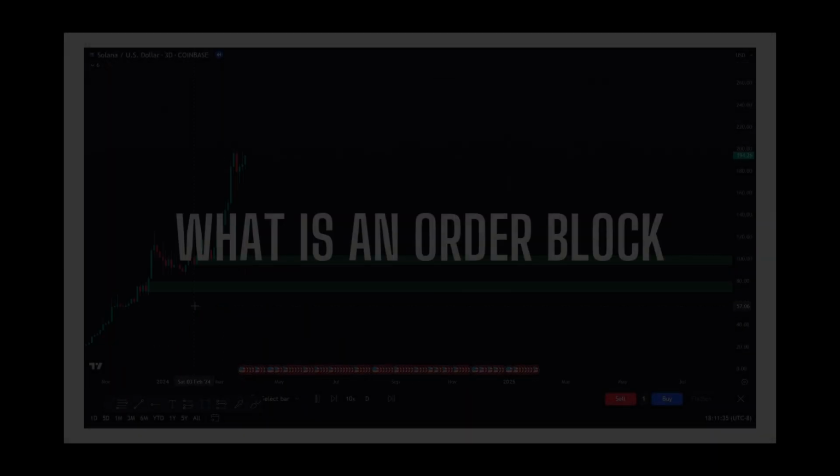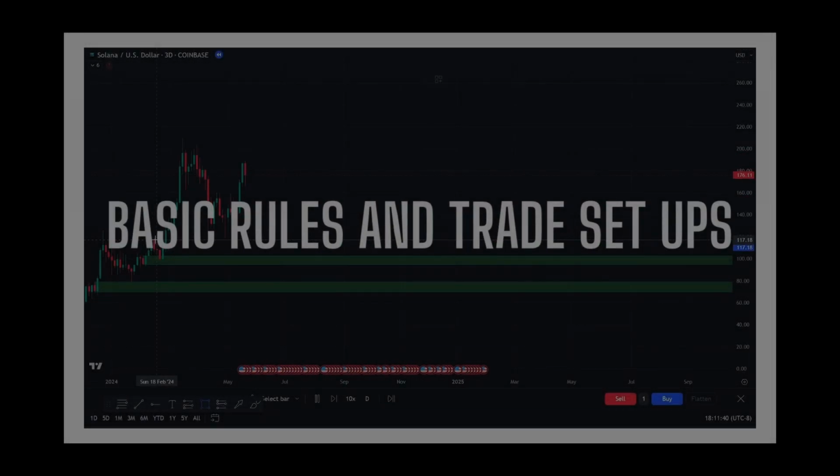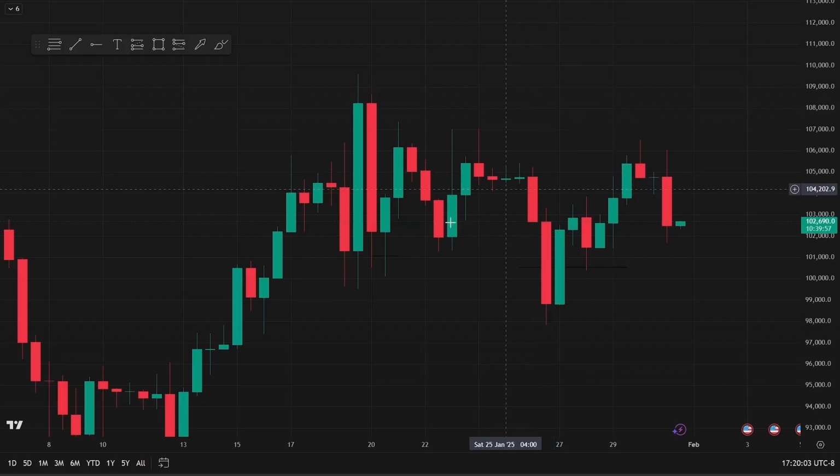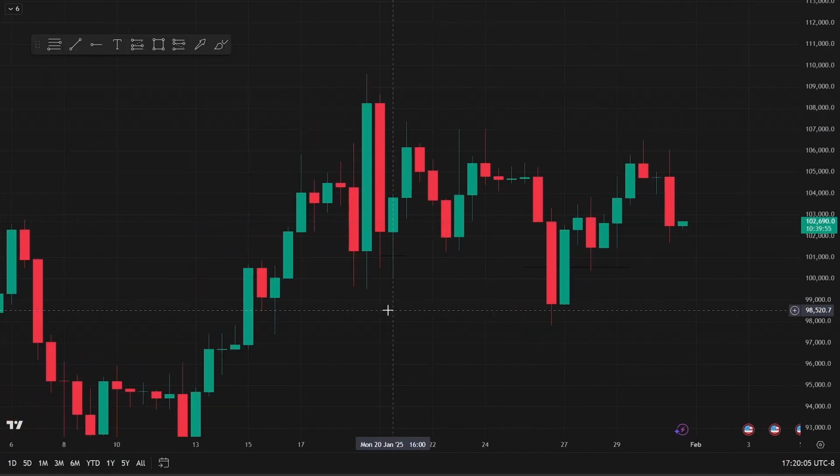So we're going to look at what is an order block, how to use the high time frame areas to find the best ones, and an example of a trade setup. Looking at this, we have Bitcoin in an uptrend, and there's recently a really good example of an order block. We're going to look at a bullish order block.